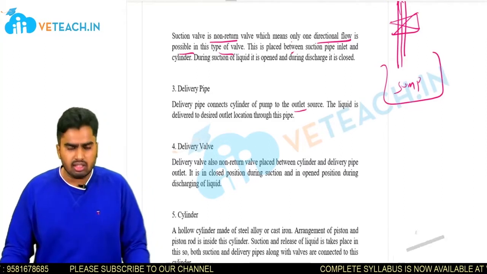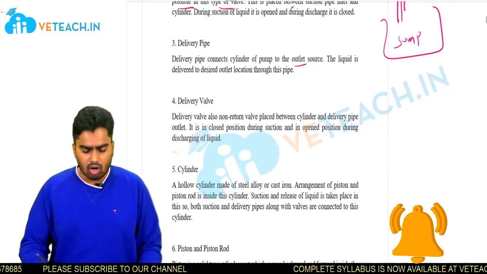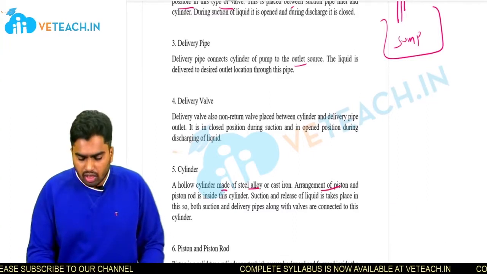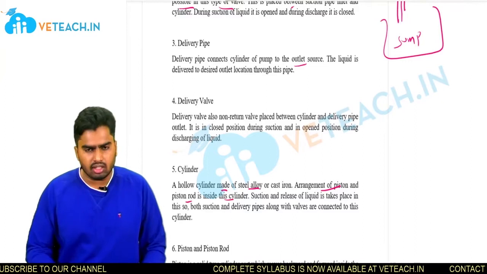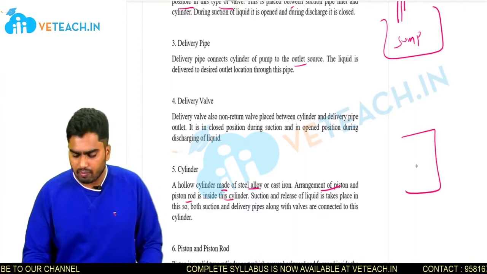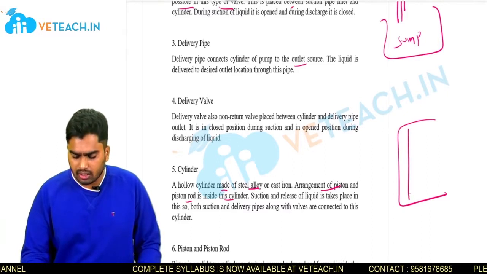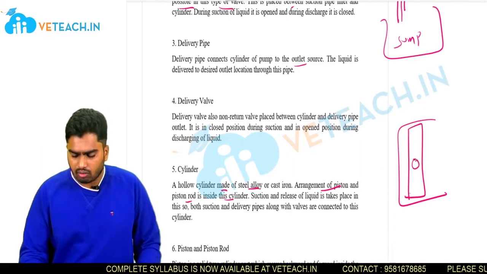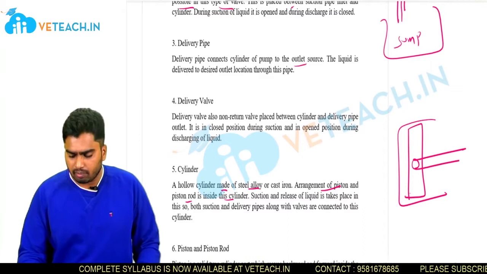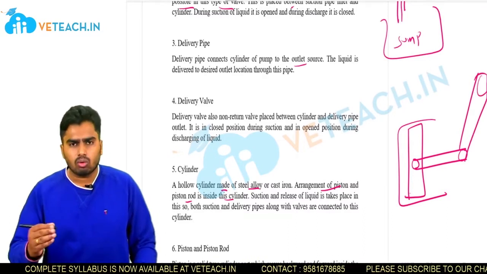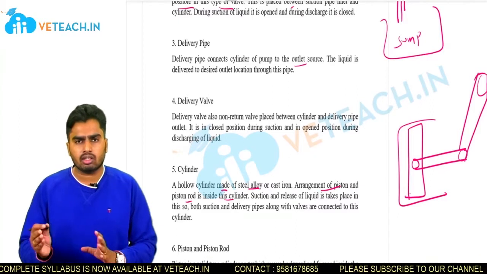Next, cylinder. What is a cylinder? As we know well, a cylinder is a hollow member. Generally it is made of cast iron or cast steel. So the arrangement of piston and piston rod is inside the cylinder. If my cylinder is like this, right, this is my piston, and we will have a piston pin here, and to this a piston rod is connected, and this piston rod is again connected to the connecting rod. So this is how your piston and cylinder look.